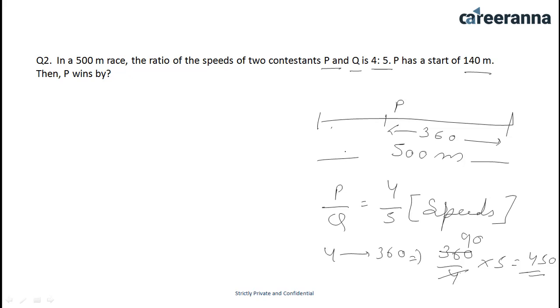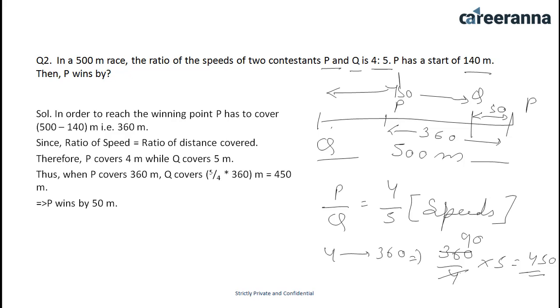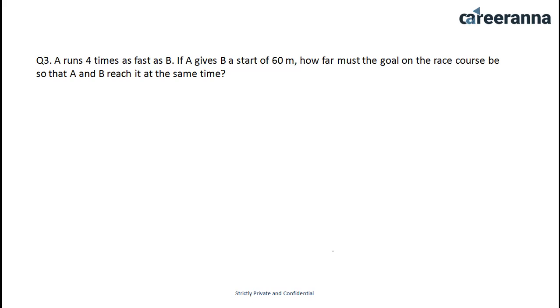So Q will be somewhere here, P will be here. This distance is 50 because 450 is traveled by Q. So P wins by 50 meters. You may have a look at the solution. Let us move on to the next question.